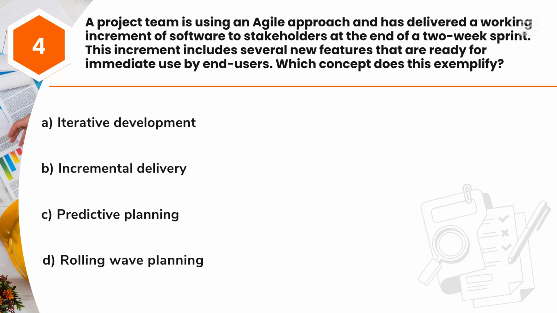Question 4. A project team is using an Agile approach and has delivered a working increment of software to stakeholders at the end of a 2-week sprint. This increment includes several new features that are ready for immediate use by end users. Which concept does this exemplify? A. Iterative development. B. Incremental delivery. C. Predictive planning. D. Rolling wave planning.